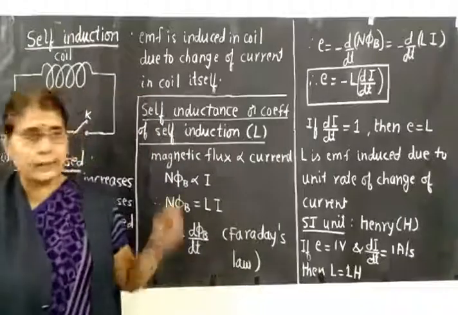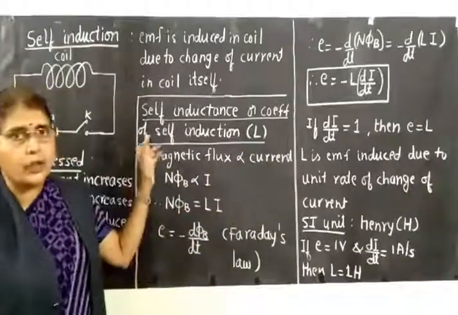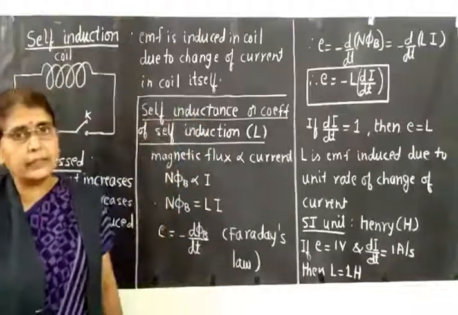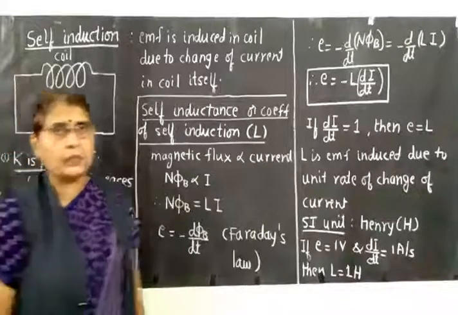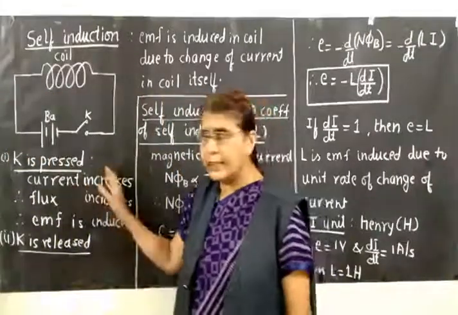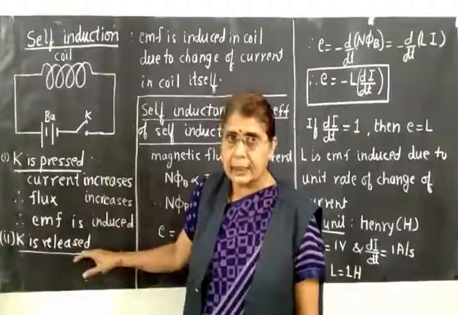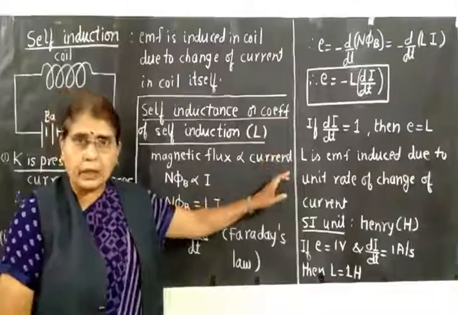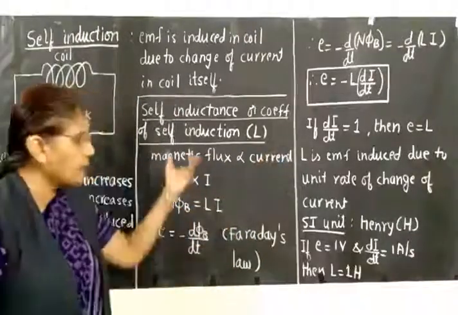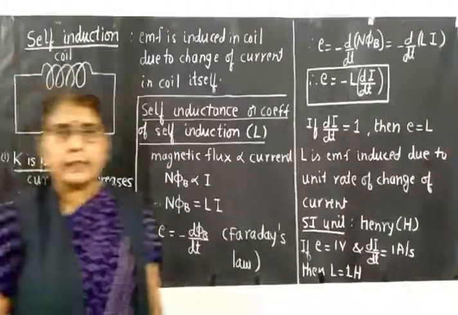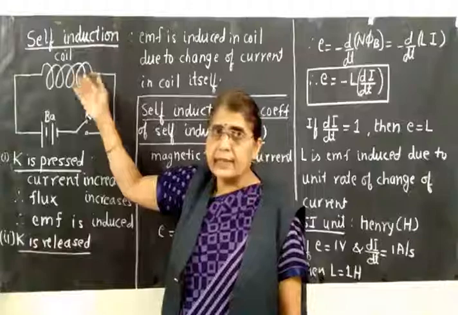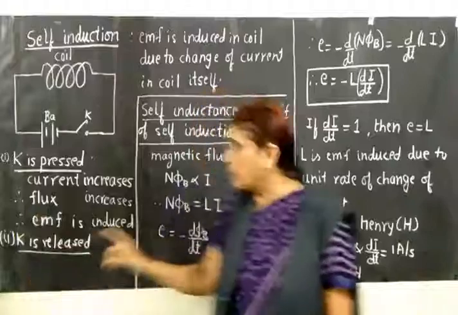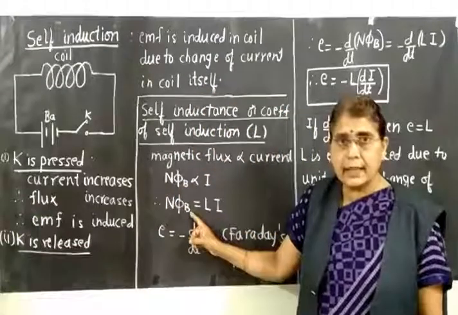Now we shall define a constant L. It is called coefficient of self-induction, or you can also call it self-inductance. So let us define self-inductance of a coil. Just now we have seen, if the current increases, flux increases; current decreases, flux also decreases. What is the meaning? The magnetic flux is directly proportional to the current. Now what is magnetic flux linked with the coil? This coil has a number of turns. Let us say it has N turns. And the flux linked with each turn, let us denote by the letter φB. φB is the flux linked with each turn.